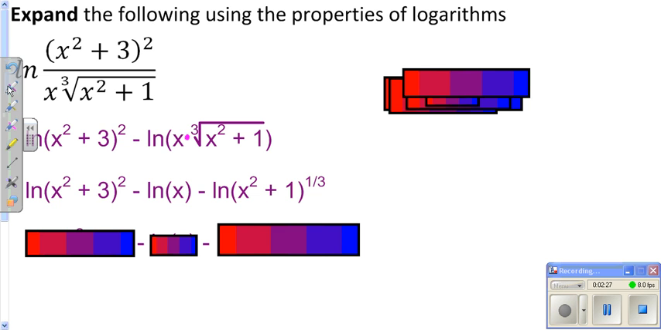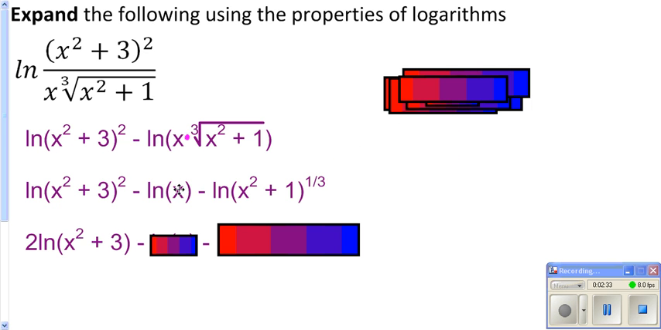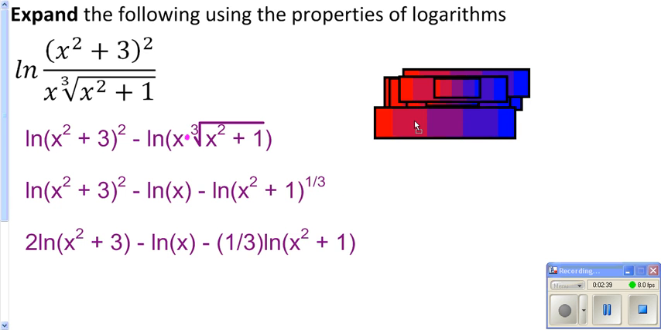The one thing we want to do last is to get our exponents down in front. So this exponent of 2 will go down in front. Here, there's no exponent, so we leave it alone. Our exponent of 1/3, because our cube root is a 1/3 power, goes down in front.